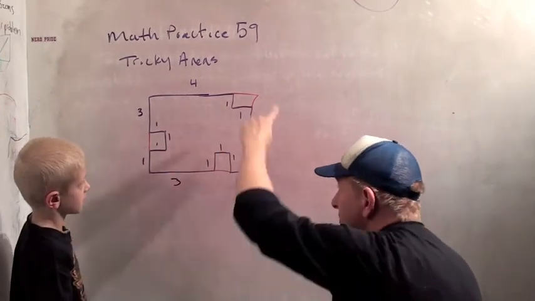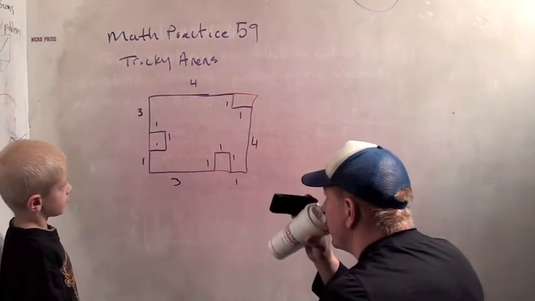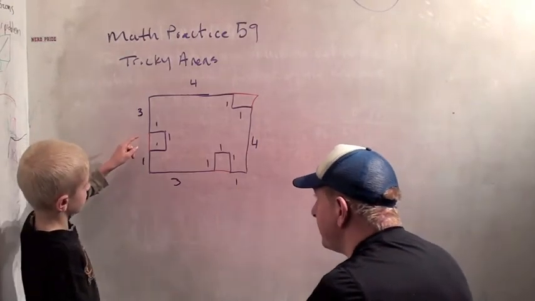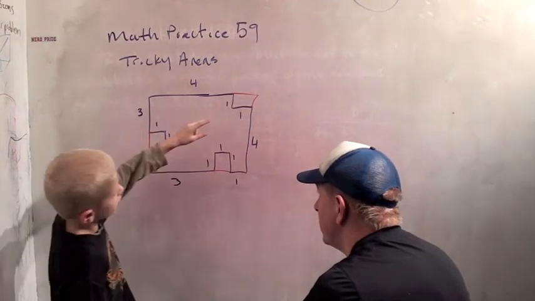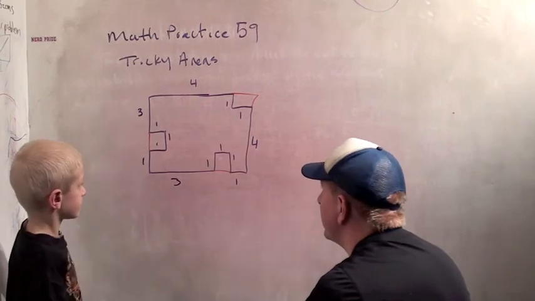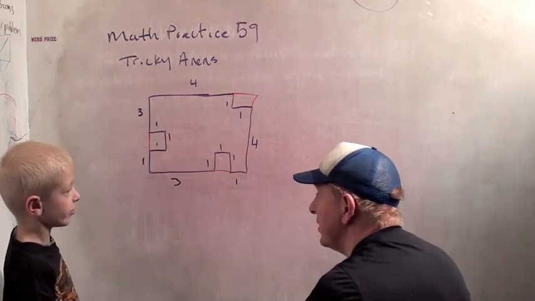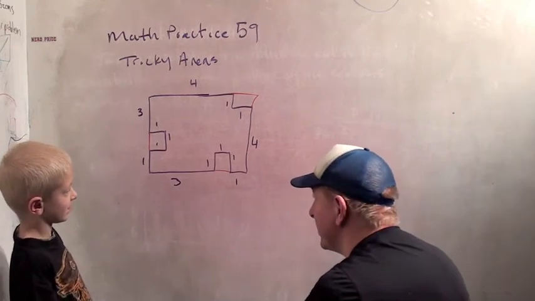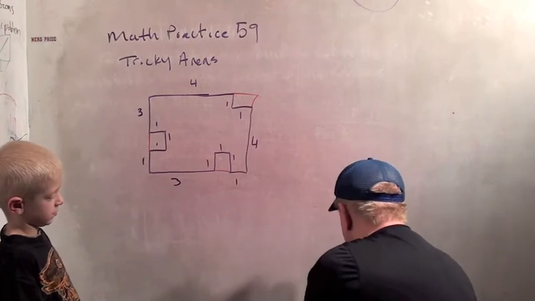So you have started with 25, and now you take away how much? 3 total. So what's the area that you have left? 25 minus 3 is 22. 22! Right. Very good.